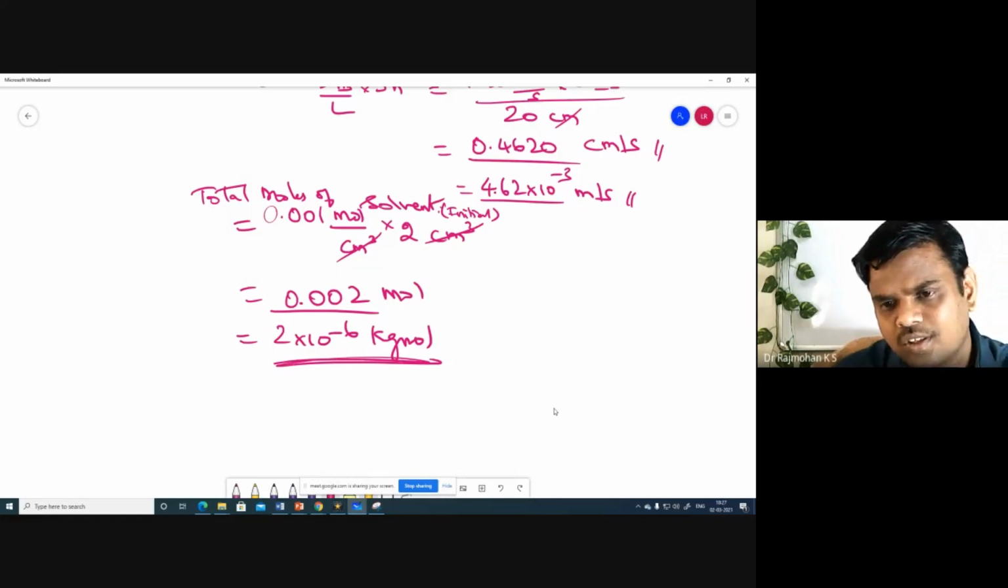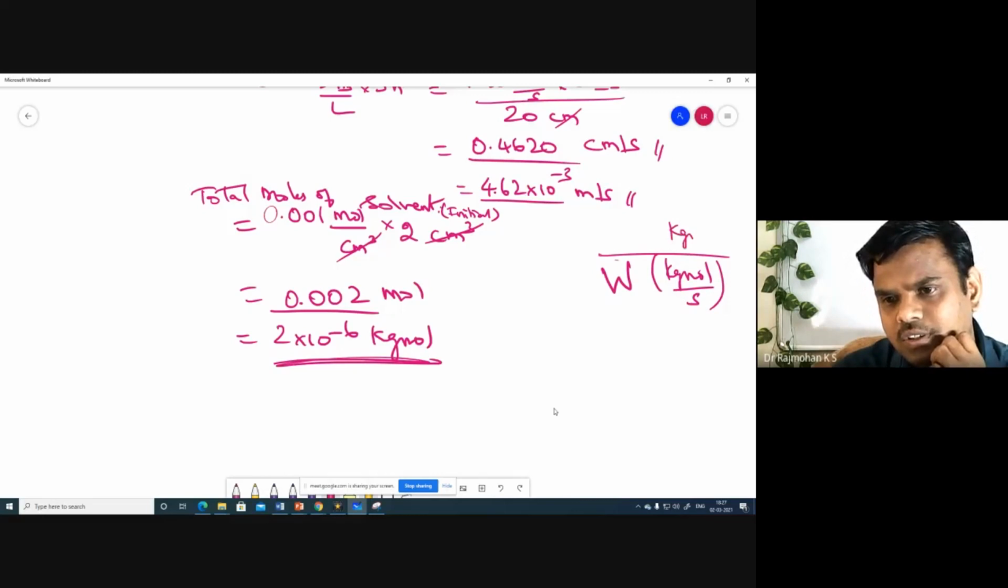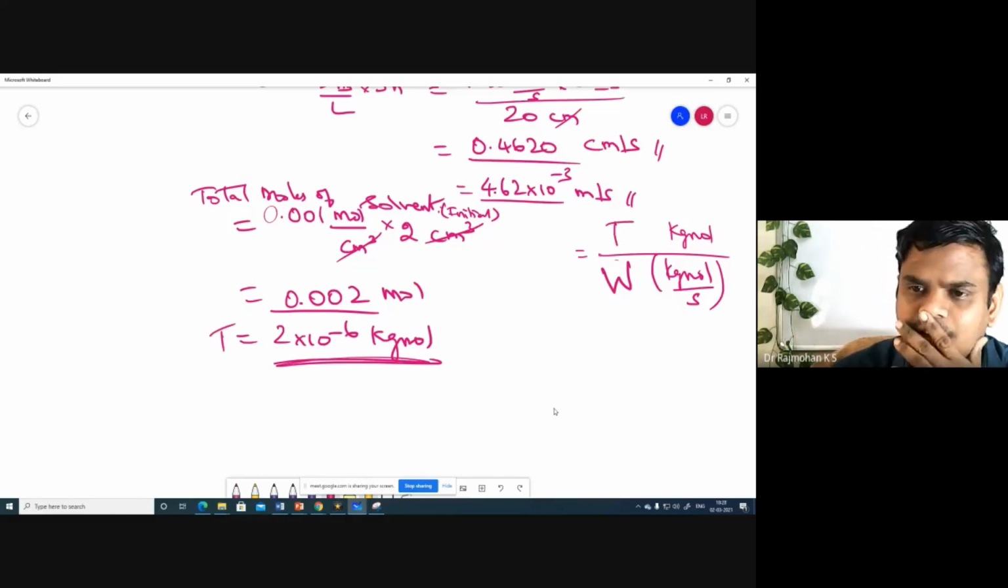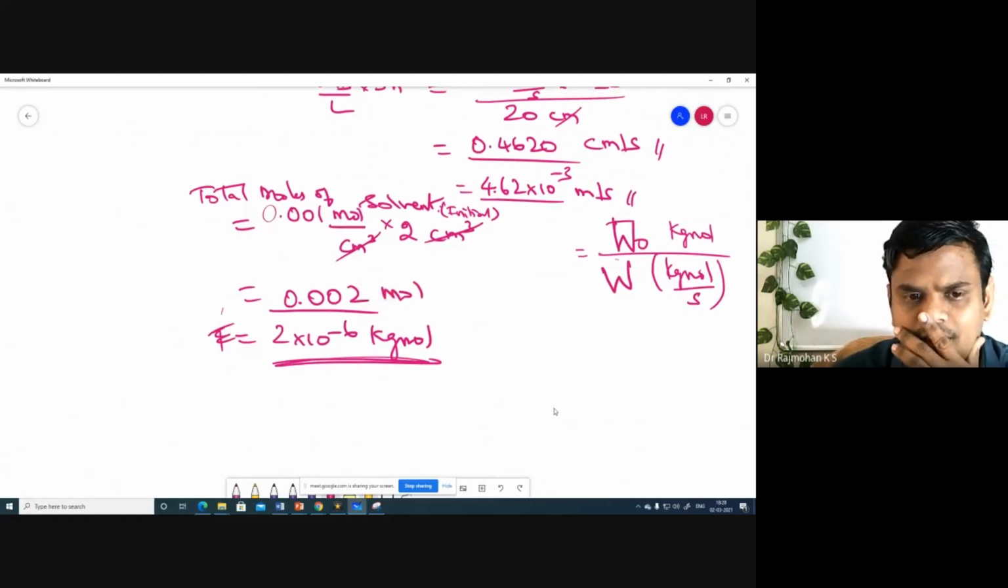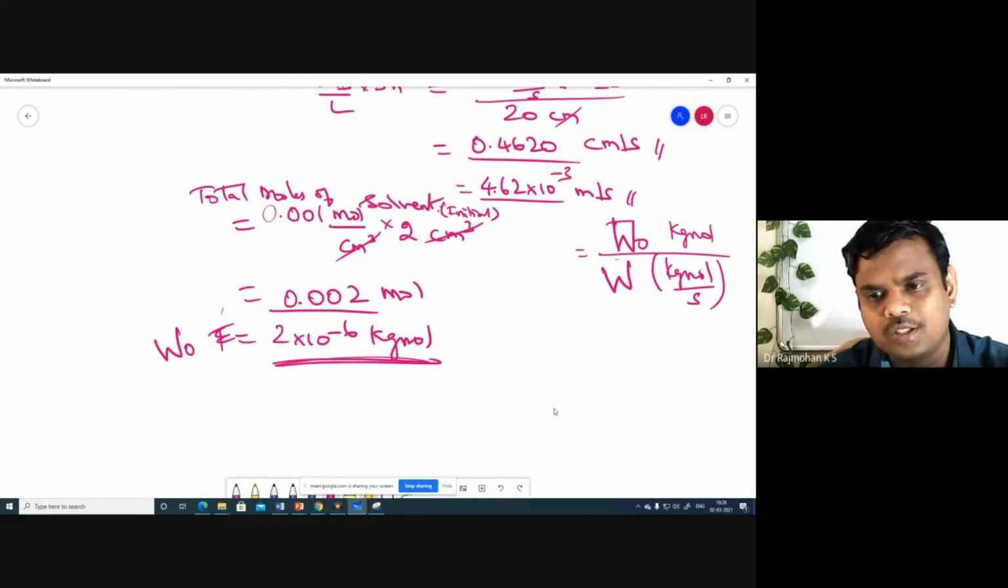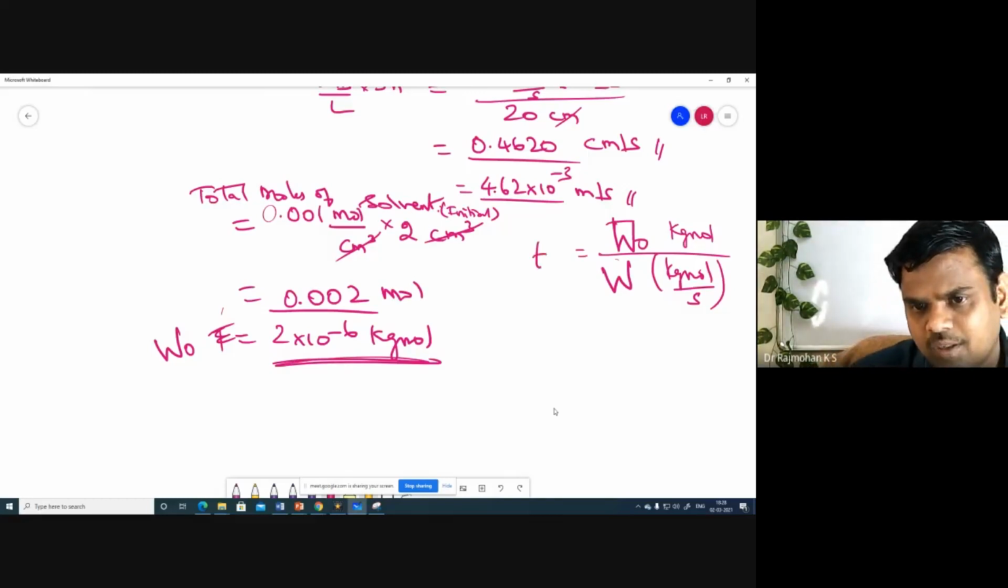So how to relate this? If we know the total moles and W, what is W? It is kg mole per second. If you divide the initial amount, let us say W naught, and W is the flow rate. Just for reference, let me write W naught. W naught is simply the amount in kg mole, not any kind of flow rate. So the time taken will be how much time it takes to get reduced, equal to this many seconds.